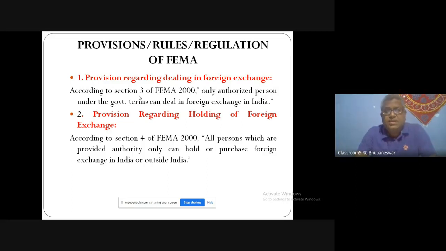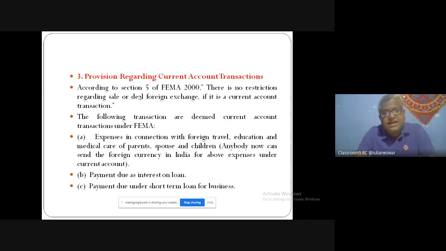What are these provisions? Section 3 says authorized persons undertake to deal with foreign exchange. And section 4 says holding of foreign exchange in India or outside, meaning an authority through which it can act outside also. Provisions under section 5 are related to the current account. What type of transactions does the current account mean? Foreign travel, education, and medical care of a parent, spouse and children. Through these, expenses in foreign currency can be made under the current account.